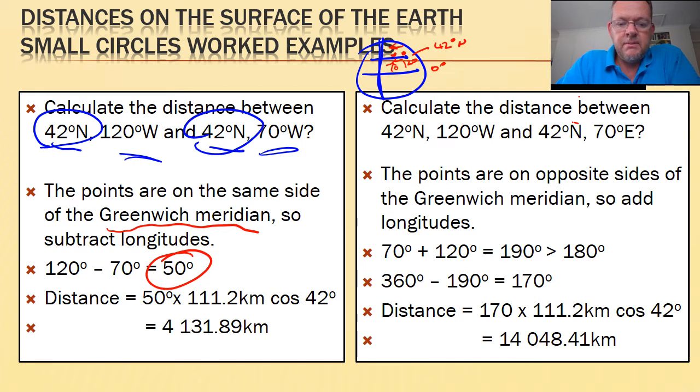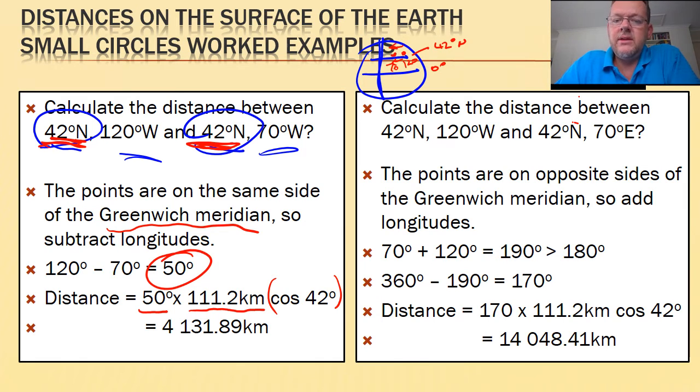Now, this is a small circle. So we're going to multiply the angular distance by 111.2 kilometers per degree, but we're going to now multiply it by the cosine of the angle of latitude. And the angle of latitude, remember we read lat then long, so that's these here. So multiplied by cosine 42 degrees. And that should give us 4,131.89 kilometers. Now let's have a look at the next one.